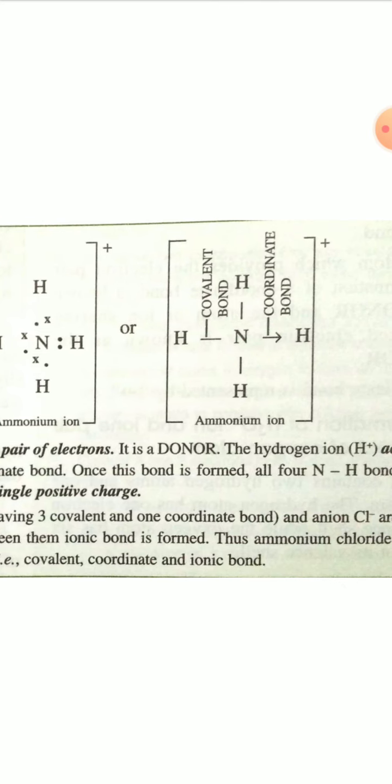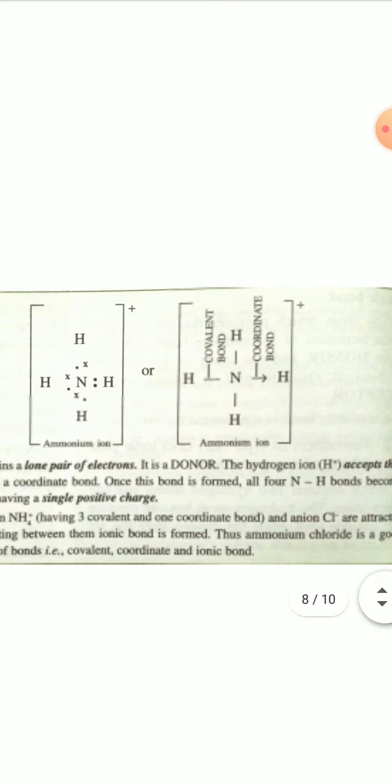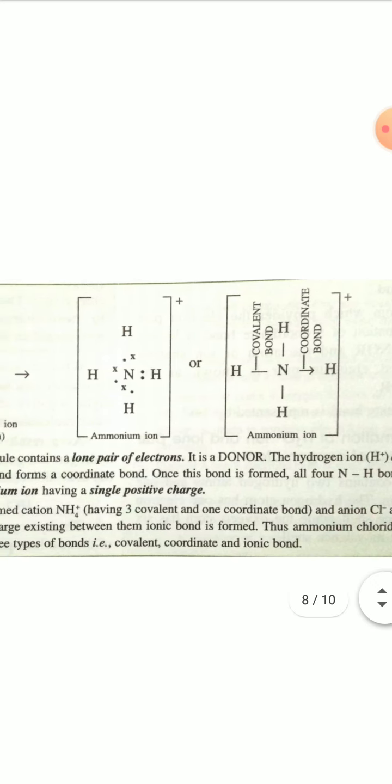Here the coordinate bond is formed by the sharing of the lone pair of electrons of nitrogen with the H plus ion, forming the ammonium ion, NH4 plus. Here nitrogen acts as the donor atom and the hydrogen ion acts as the acceptor atom.